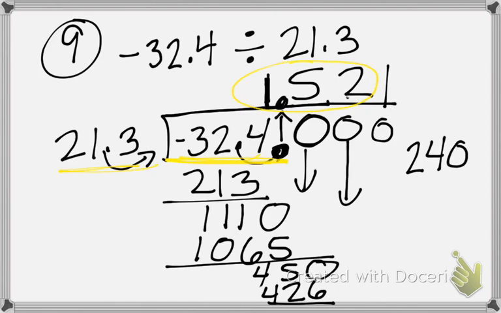And because it was a negative number originally divided by a positive number, my final quotient is a negative 1.52. And again, I stopped because I'm rounding it to the nearest hundredth, which is the second decimal place.